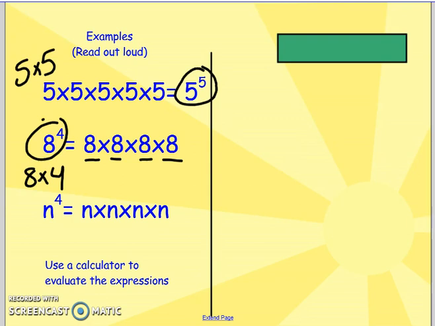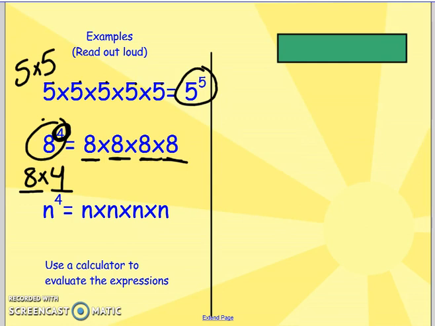We have 5 to the 5th power. Does that just mean 5 times 5? No. That means 5 times 5 times 5 times 5 times 5. That's going to give you a completely different answer. This one isn't 8 times 4, it's 8 times 8 times 8 times 8. It's going to be a huge number. Okay, so you've got to watch out for that. This little exponent 4 doesn't mean multiply it by 4. It means multiply it by itself 4 times. Okay?